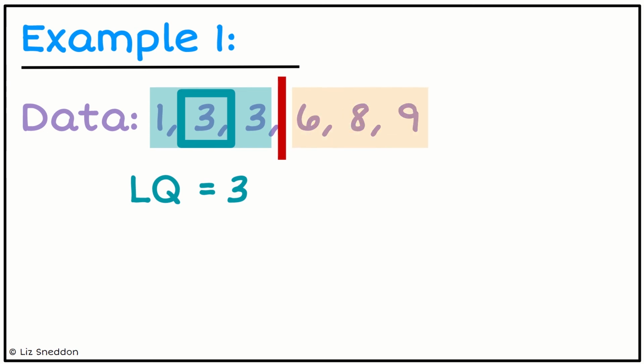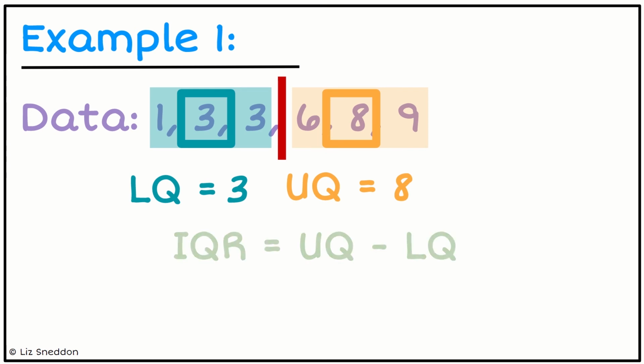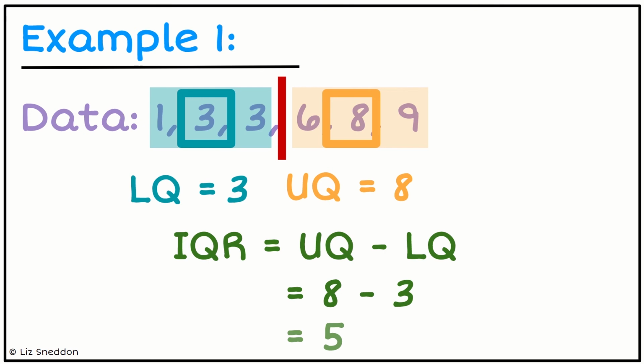Now I want to look at all the numbers that are above the median. And I want to find the middle of that set of numbers. And the middle of that set of numbers is 8. So my upper quartile is 8. So now to calculate the interquartile range, I subtract the upper quartile minus the lower quartile. So 8 take away 3, and that gives us a value of 5.